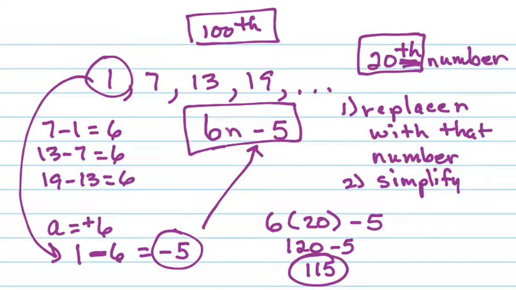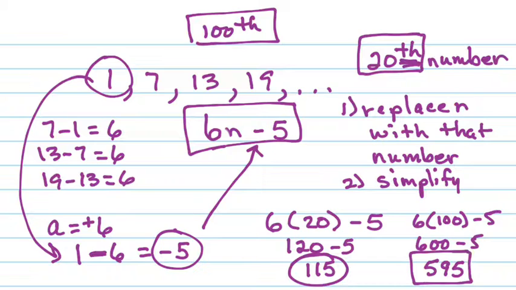But instead of 20, what I'll do is, in place of the n, I'll put 100. 6 times 100 is 600. Minus 5 gives me 595. So that's the 100th number in this sequence. And you can do that no matter what pattern you have.